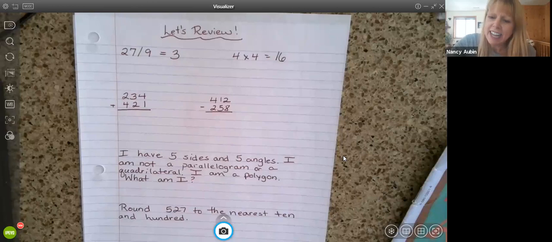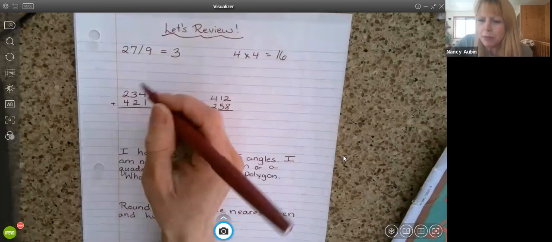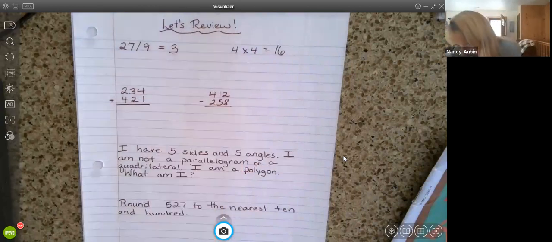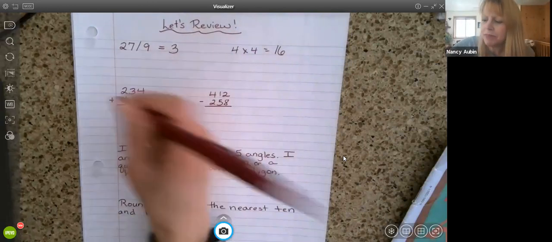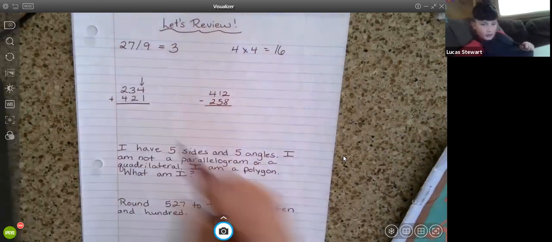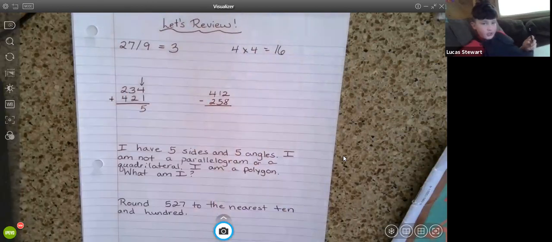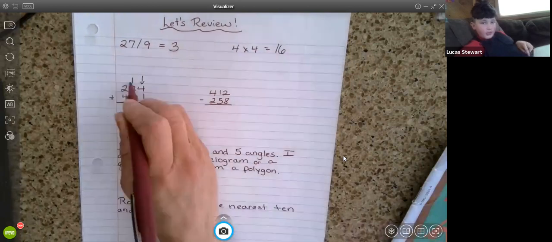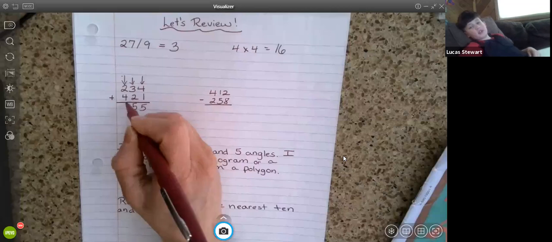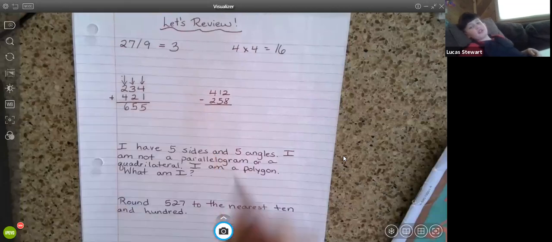All right, I need a volunteer to walk me through this one: 234 plus 421. Lucas Stewart, how would I solve this? This is addition. So 4 plus 1 is 5, and 3 plus 2 is 5, and 4 plus 2 is 6. So that would be 655.